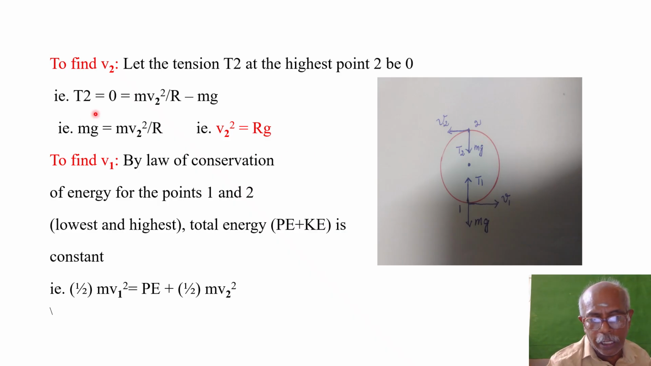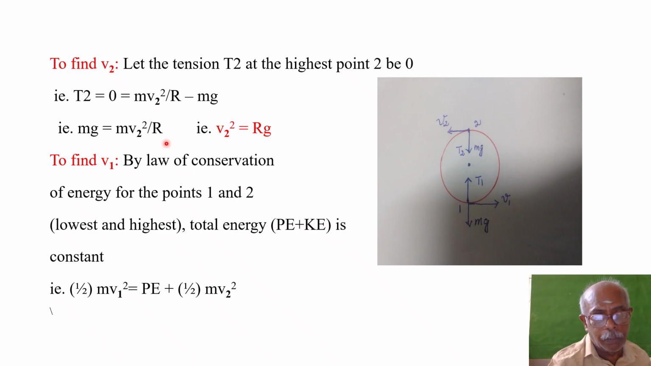How to find the value of the tension? That is equal to mv squared by r, the centripetal force, minus mg, the gravitational force. When there is no tension, it is equal to 0. So mv squared by r minus mg is equal to 0. Put mg to the other side. So mg is equal to mv squared by r. m gets cancelled, so g is equal to v squared by r.